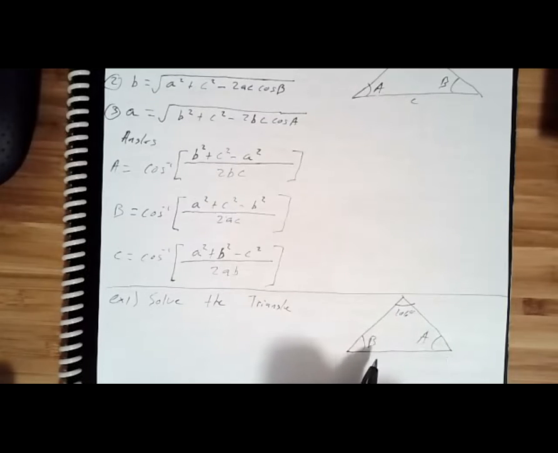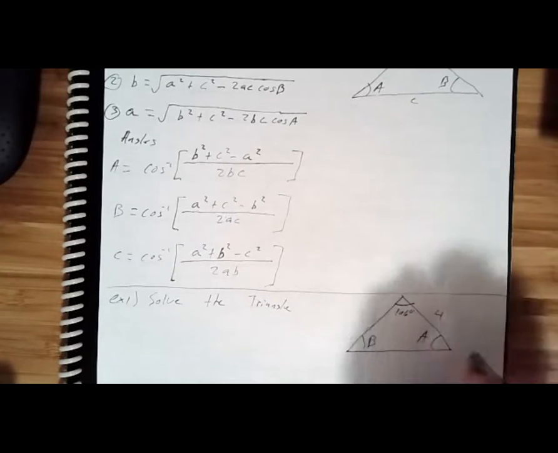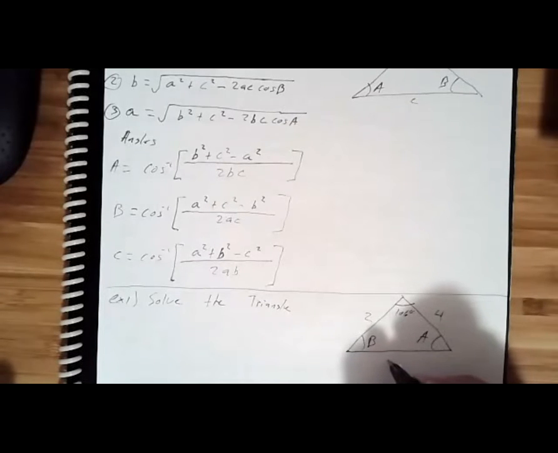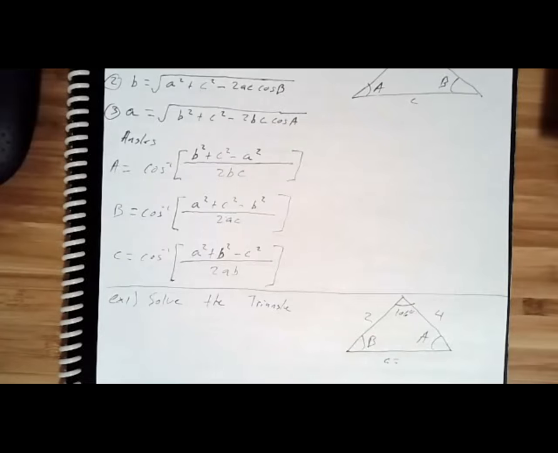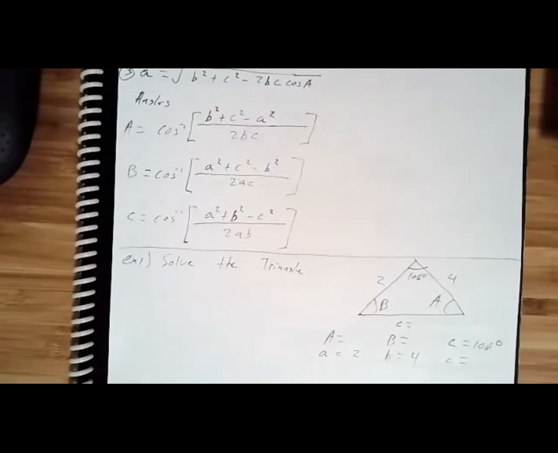So we're not given A or B. We're given angle C to be 106 degrees. We got this side and we got that side. We do not know what little c is. Okay. I'm going to write down everything I do know. So we got side A and side B. And that's all I got. I'll wait a bit.